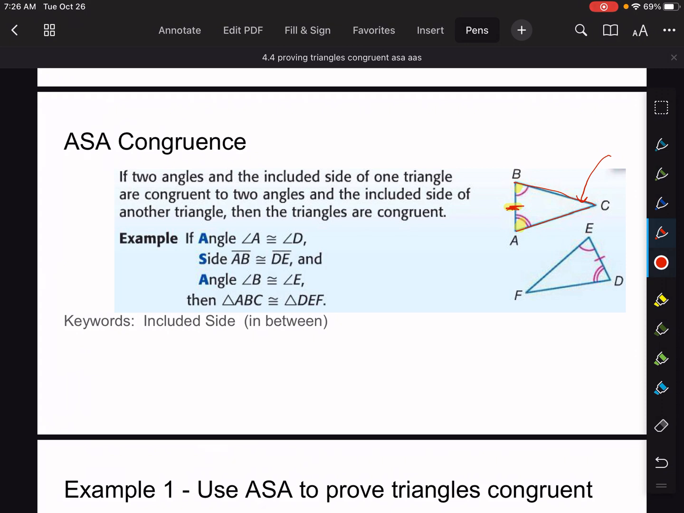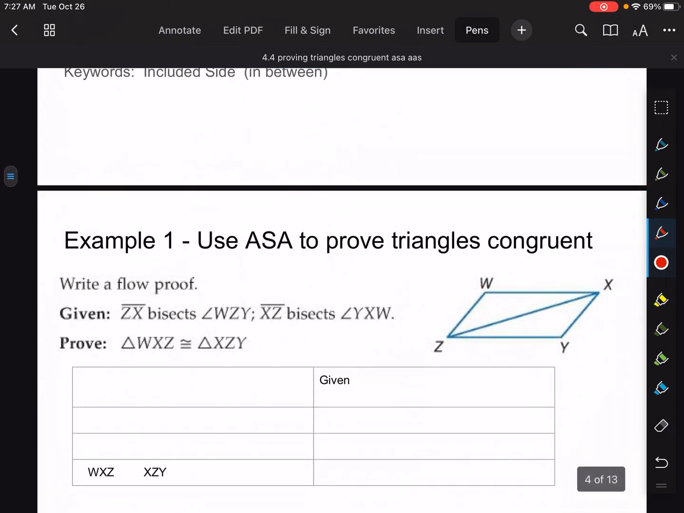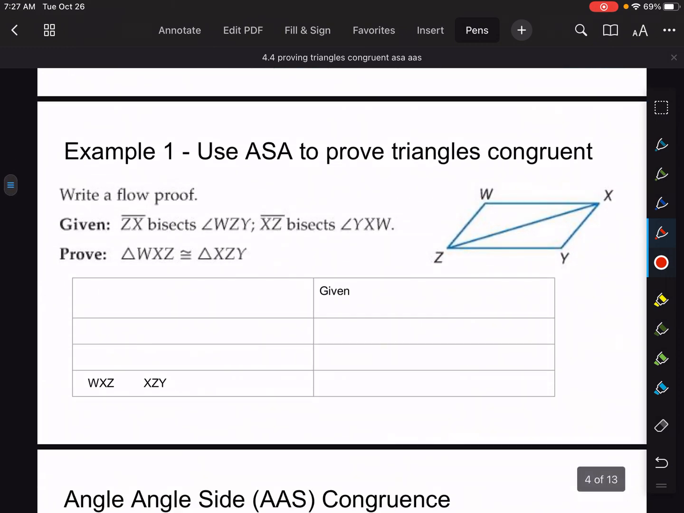Okay, so if two angles and the included side of one triangle are congruent to two angles and the included side of another, then the triangles are congruent. Okay, so this is known as the ASA congruence. So today in your proofs, when you make a proof for this, you're going to try to prove that you have two angles that are congruent and the side in between them is congruent. And if that is the case, then by ASA we know that both triangles are congruent. All right. So let's try one of these.